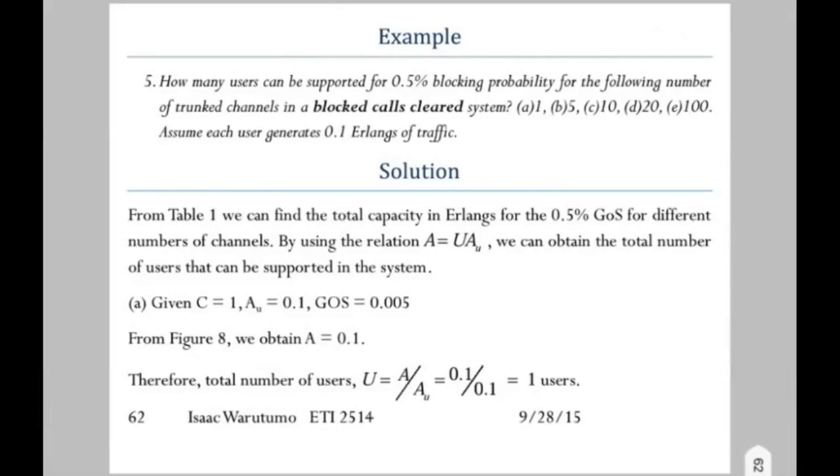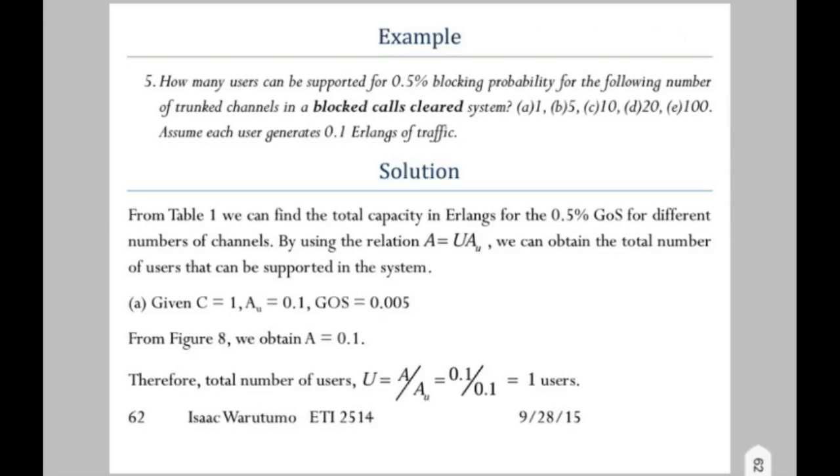The next example is the one that follows next. And you look at that example, and we have this example that asks how many users can be supported by 0.5% blocking probability for the following number of trunk channels in a blocked call cleared system. So when you hear of blocked call cleared system, you understand whether Erlang A, B or C.